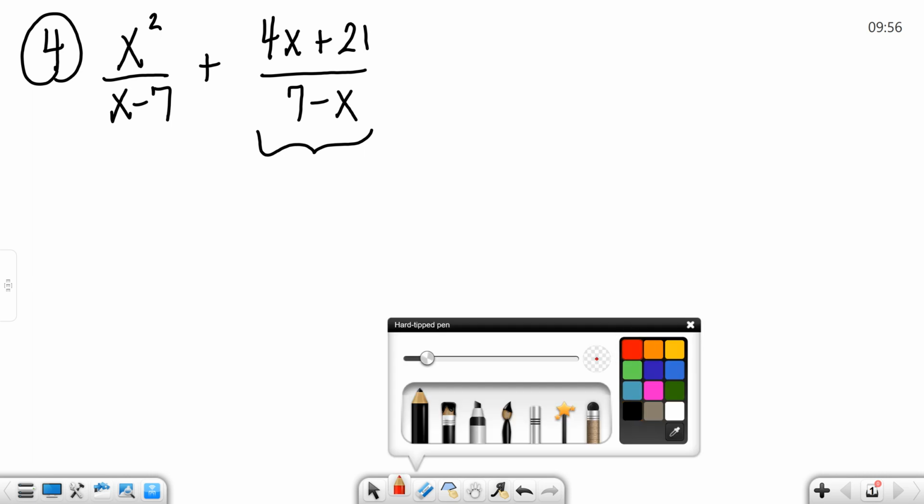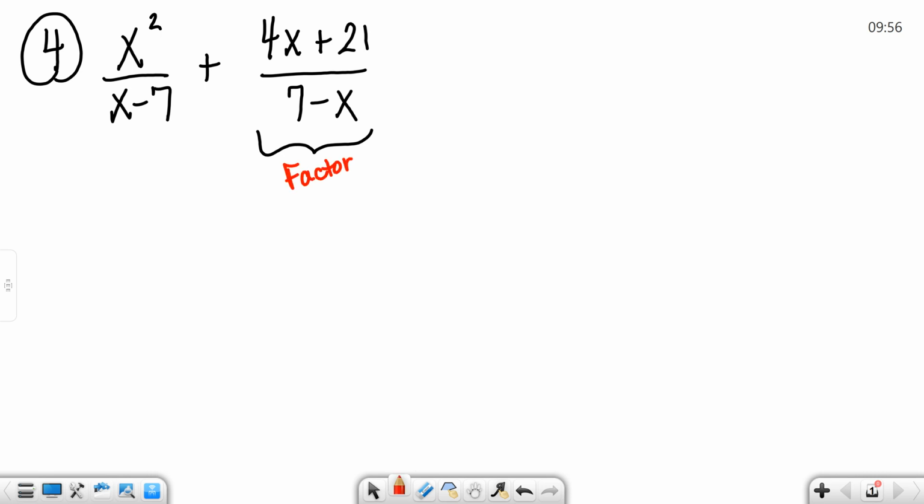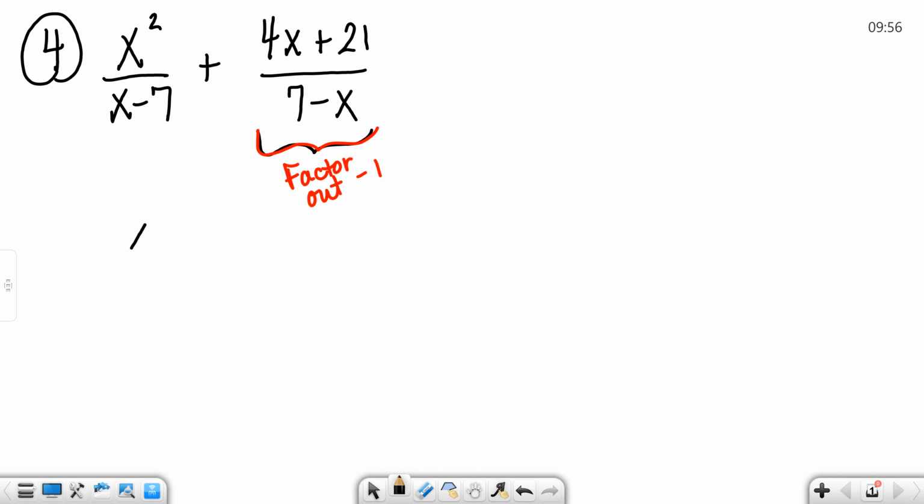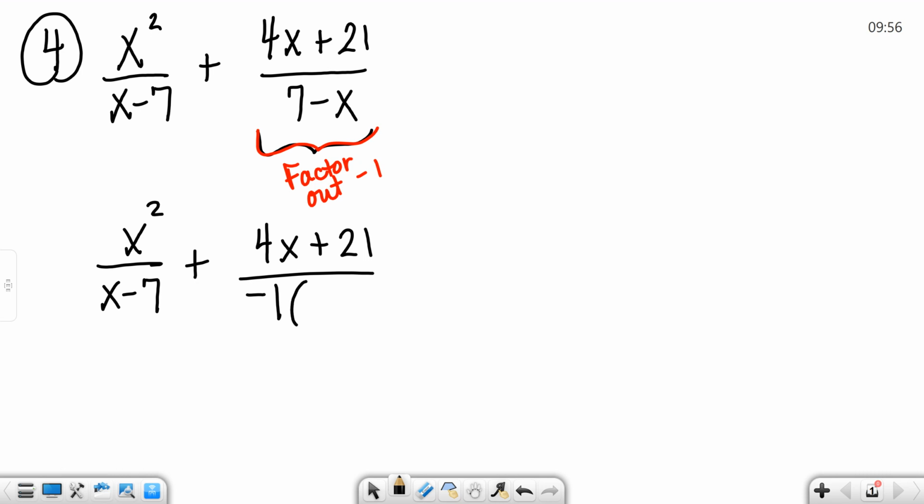Okay, so that's what I'm going to do right here. I am going to factor out negative 1 from just this denominator right here. Okay, I'm just factoring, so I'm not really changing anything except the way it looks. All right, when I factor out -1, then I am able to rewrite this as -7 plus x. Okay, which hopefully you remember. That means I can turn that around. Okay, -7 plus x is the same thing as x minus 7. All right, so we factored out that -1.